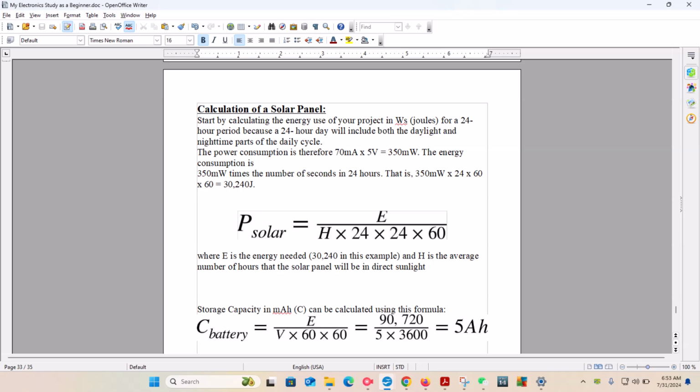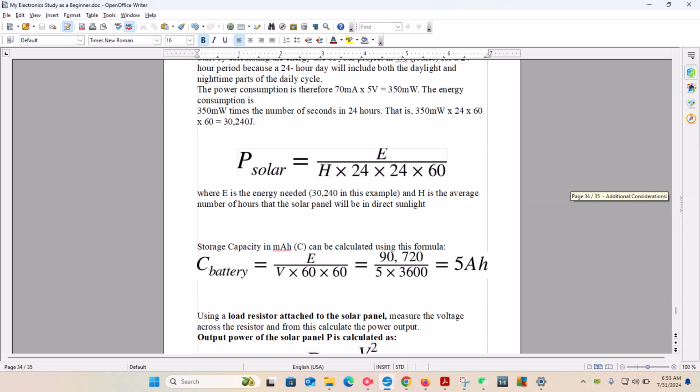Now, P solar equals energy, capital E, divided by capital H times 60 times 60, where E is the energy needed, as in 30,240 with this example, and H is the average number of hours. So what you do is you just plug it in: energy divided by hours, and then the unit of hours is times 60 times 60.